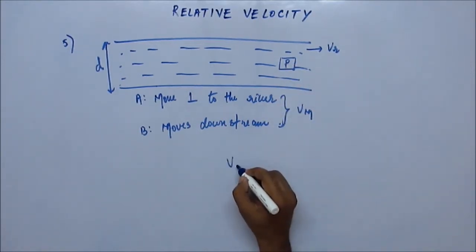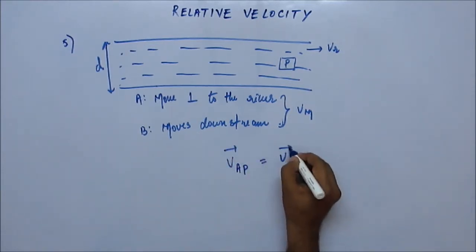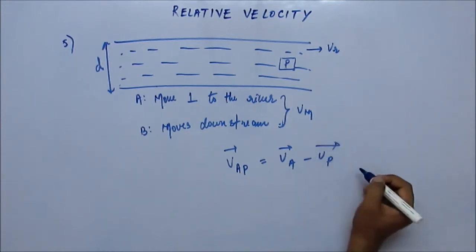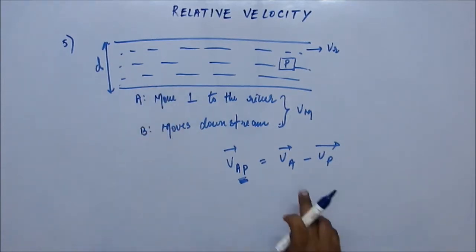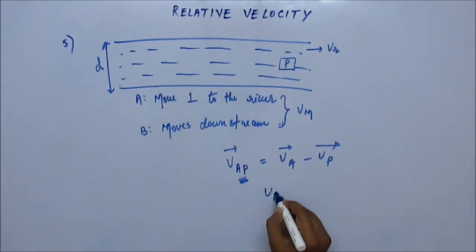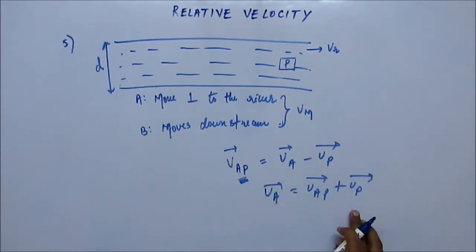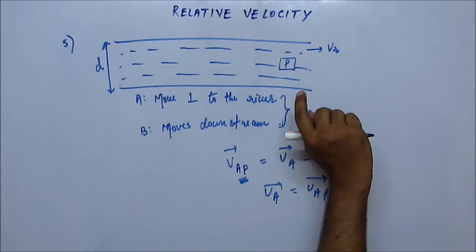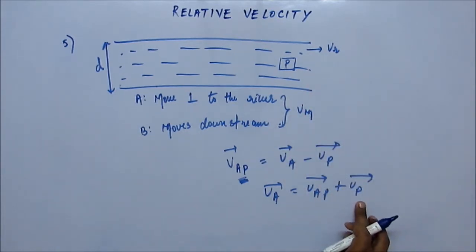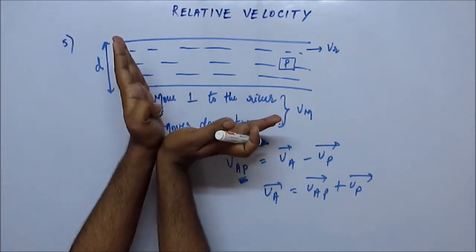So velocity of A with respect to P is velocity of A minus velocity of P. Fine. Velocity of A with respect to P is perpendicular to the river. That means velocity of A actually is velocity of A with respect to P plus velocity of P. Velocity of P is downstream, VR. I told you that P is not moving with respect to the river. That means it is moving with the river. So velocity of P is VR, the flow of the river. And the velocity of A will be the velocity perpendicular plus velocity of P.